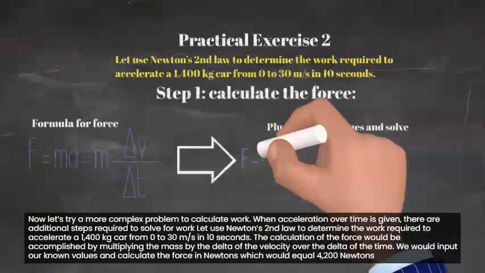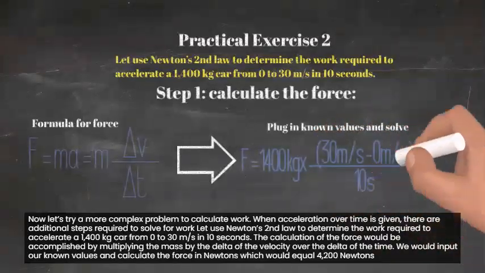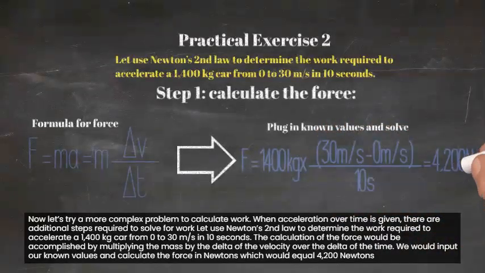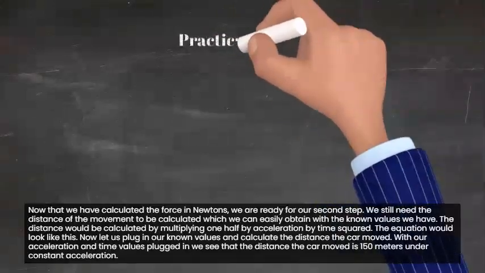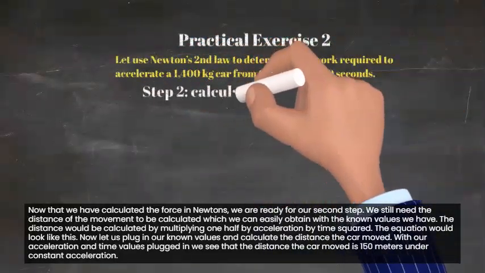The calculation of the force would be accomplished by multiplying the mass by the delta of velocity over the delta of time. We would input our known values and calculate the force in newtons, which would equal 4,200 newtons. Now that we have calculated the force in newtons, we are ready for our second step.